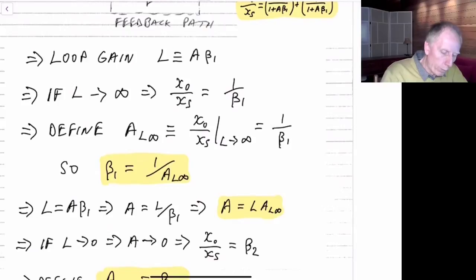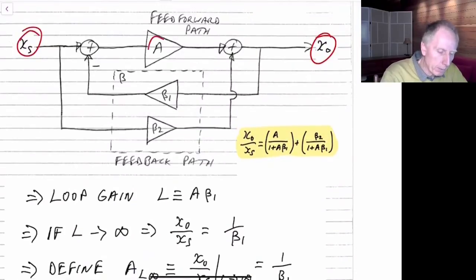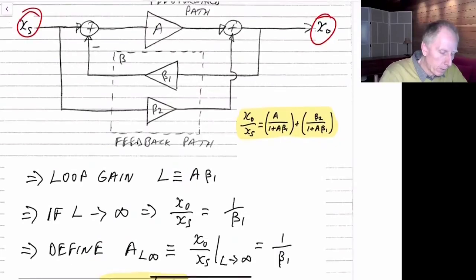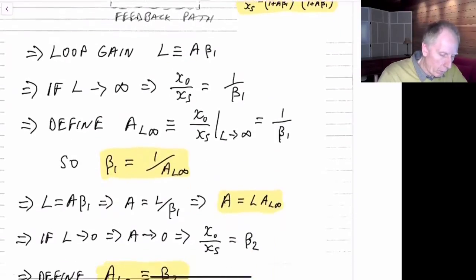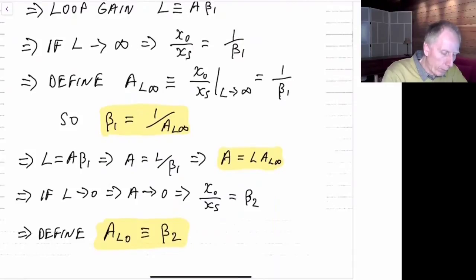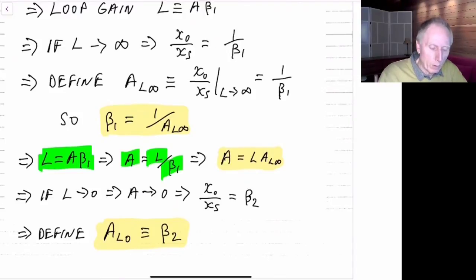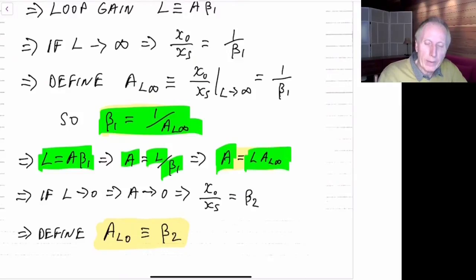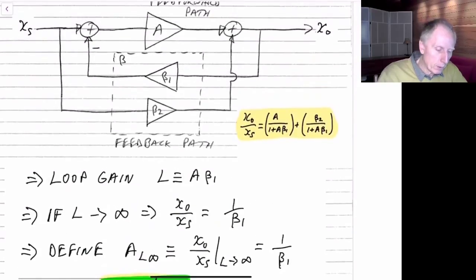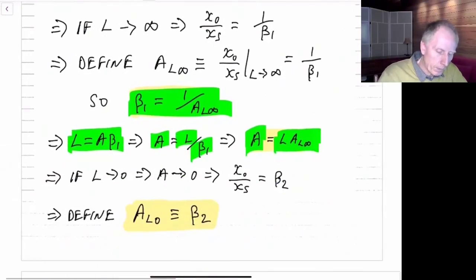Now, if we want to see what does this A term become. Well, we already know that L is equal to A times beta 1, which means A is equal to L divided by beta 1. We just said beta 1 is equal to 1 over A sub L infinity. So the A term is actually equal to L times A sub L infinity. So we have a new way to write A and a new way to write beta 1.